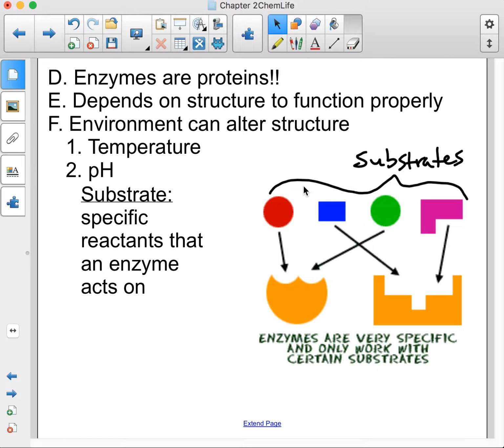For nucleic acids, the monomers are nucleotides. For lipids, for the sake of simplicity, we're going to say fatty acids are the monomers. Carbohydrates, monosaccharides, or simple sugars like glucose. Now proteins, the monomer is amino acids. So the sequence of amino acids is actually the first level of structure in a protein, and the sequence basically determines what kind of protein it's going to turn out to be.